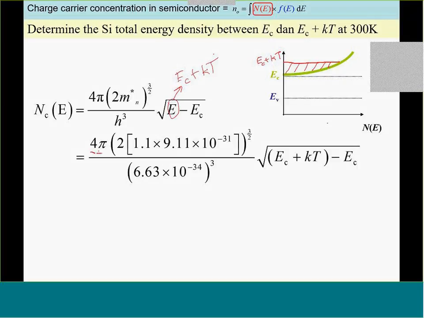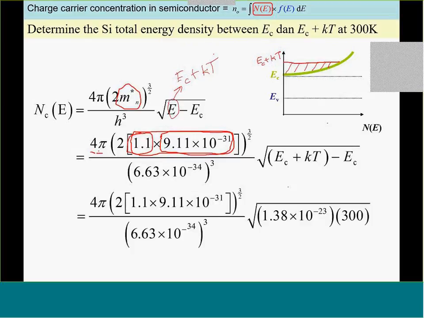And your M star, your effective mass of electron, is this expression. You know that 9.11 times 10 to the power of minus 31 is the mass of electron, isn't it? So you have to times it with this factor so that you are taking into consideration that your electron is in a crystal.